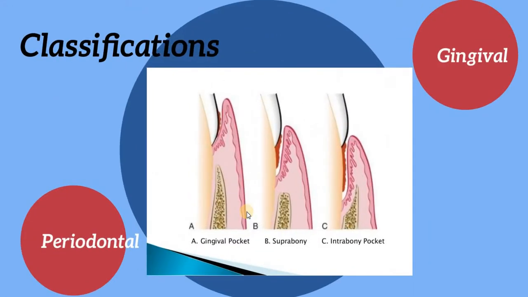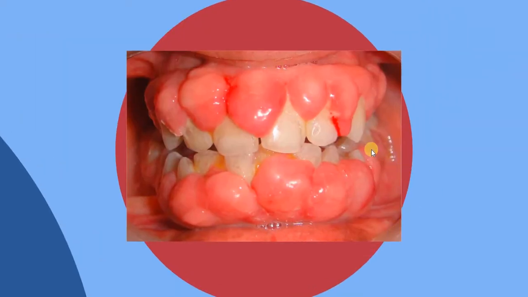And regarding the classification, as we talked about in the introduction, we have three major types. We have gingival pocket, suprabony, and infrabony pockets. In the gingival pocket, as we said in the introduction, there will be a coronal movement of the gingival margin toward the crown.